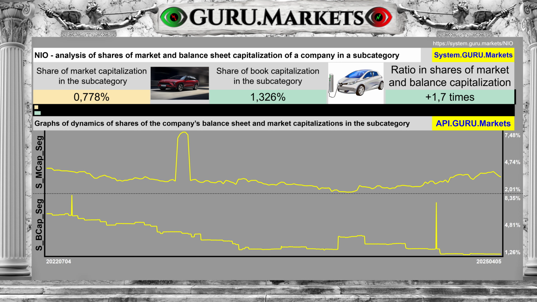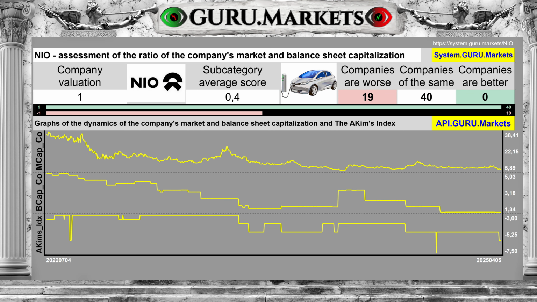Occupied share NIO Inc ADR in the subcategory when assessing stock market capitalization is 0.778%. The balance sheet capitalization is 1.326%, which is 70% more than the market capitalization share. Assessment of the company's share of the market and book value of the subcategory, good, 1 point.